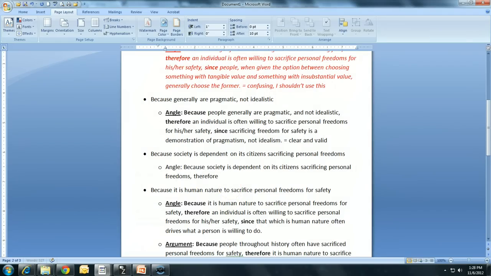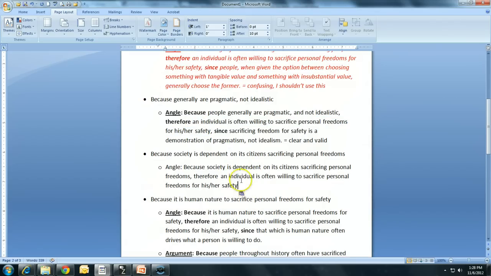therefore, same therefore, it's the one I've used 4 times now because I'm testing all 4 of my supporting claims against my one thesis. Okay. Since, let's see, because society is dependent on its citizens sacrificing personal freedoms, therefore an individual is often willing to sacrifice personal freedoms for his or her safety. So I've got society is dependent on this, an individual is willing to do this. So those are the 2 terms I need to connect.